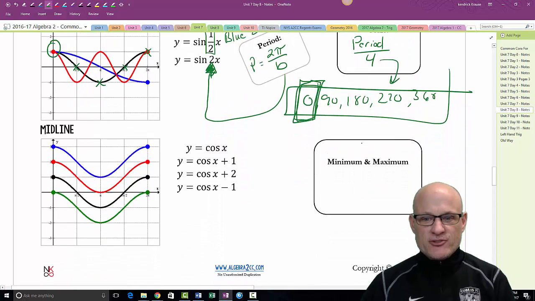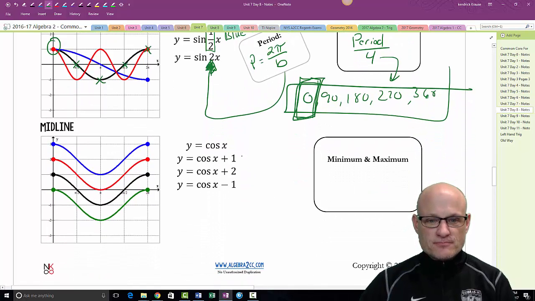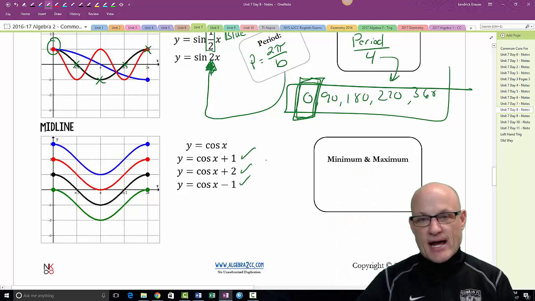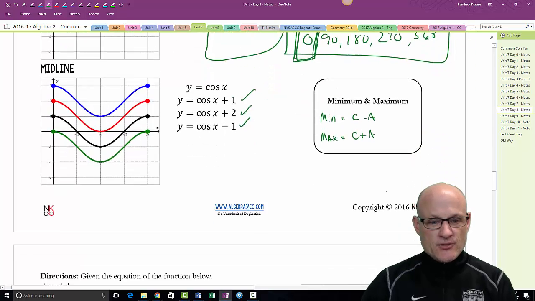And finally, it should come as no surprise to you, the adding and subtracting on the end all it does is move the cosine curve up and down, just like it did on the sine curve. To find the min, it's C minus A, and to find the max, it's C plus A. That's it. So let's practice.